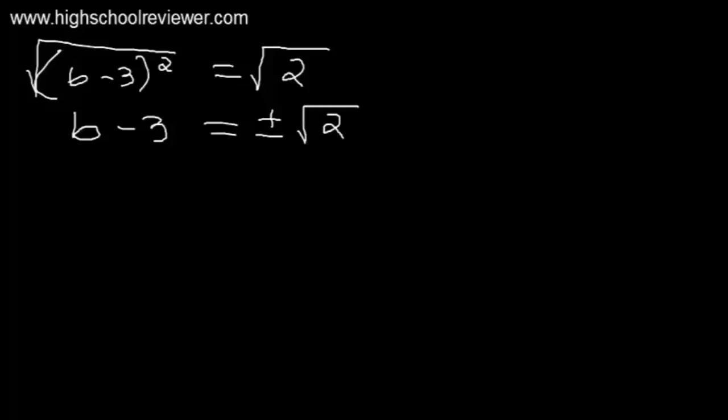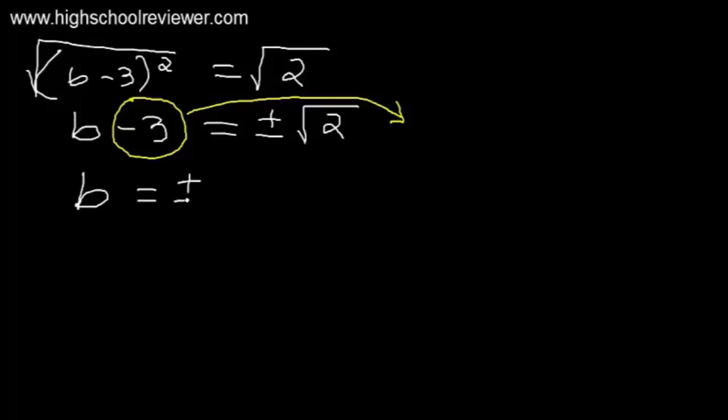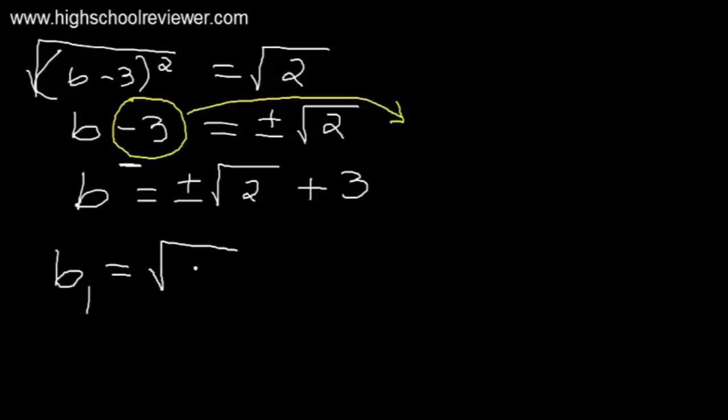Now, to find b, we need to transpose negative 3 to the other side. So transposing, what will be left on the left side will now only be positive b, and this will be plus minus square root of 2. If we transpose negative, this will change sign. This will now become positive 3. So our b sub 1 here will be the positive. So this will be the positive square root of 2 plus 3.